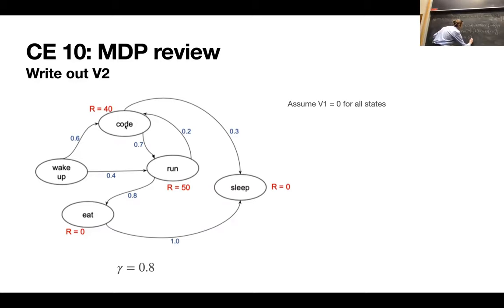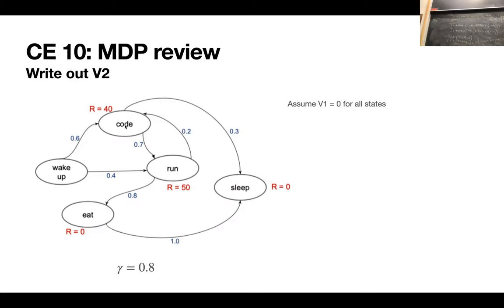So this is zero, like that. Plus 0.4 times reward 50 plus 0.8 times zero, which is equal to 0.8 times 40 plus 0.4 times 50, which is equal to 24 plus 20, which is equal to 44. So that's how we compute the value of the state wake up.